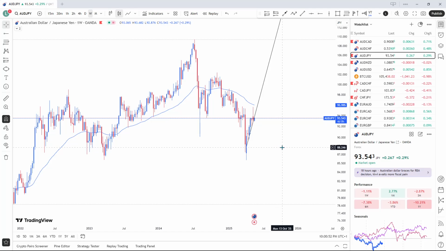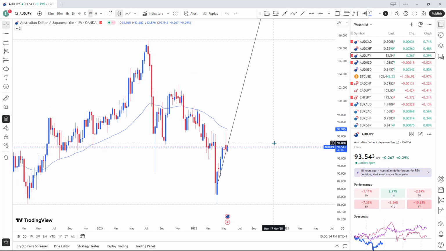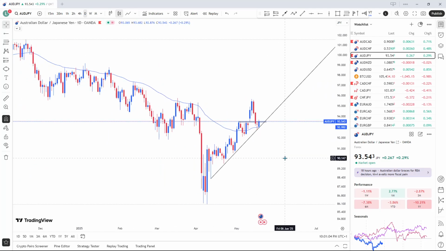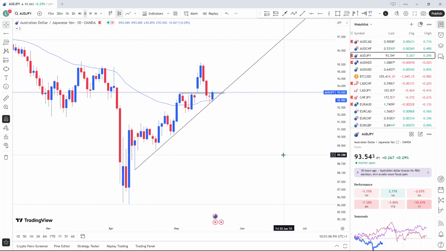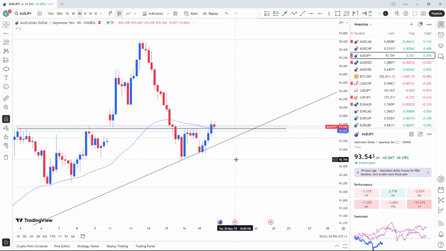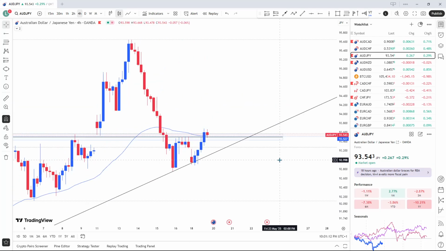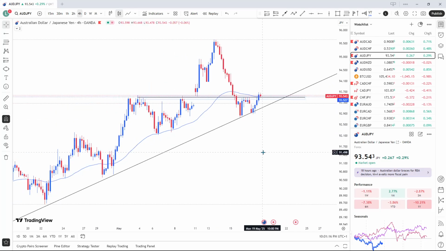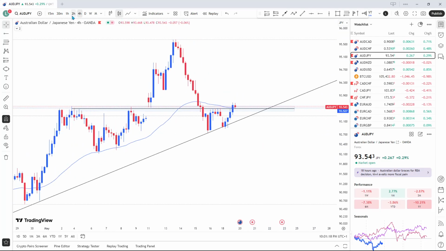AUD JPY, Australian dollar, Japanese yen. Let's have a little browse. So it's currently coming down. It has pulled back. It's tapped in on the weekly with all these lows. So is it now going to start to push back down again? That's above the EMA. This is on the EMA. Okay, I do think this is going to come down now. I really do.